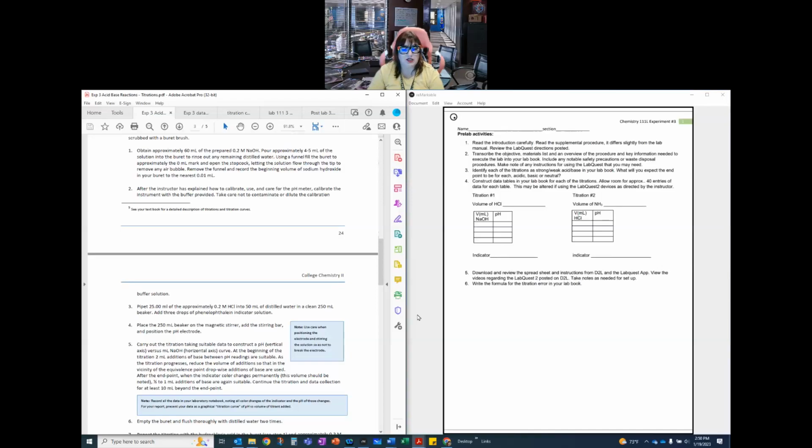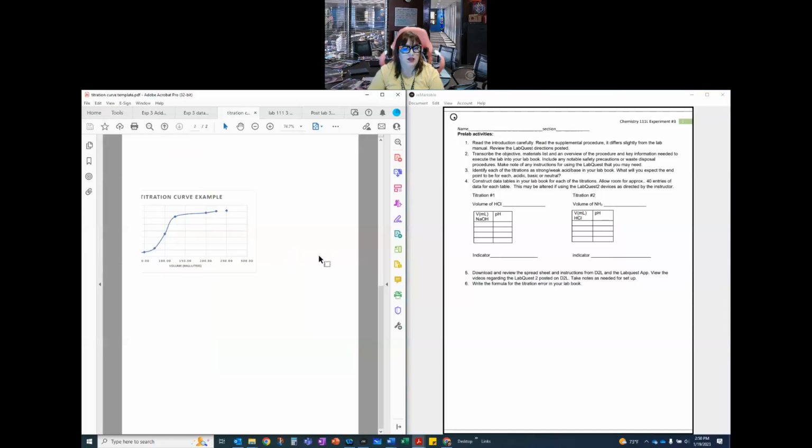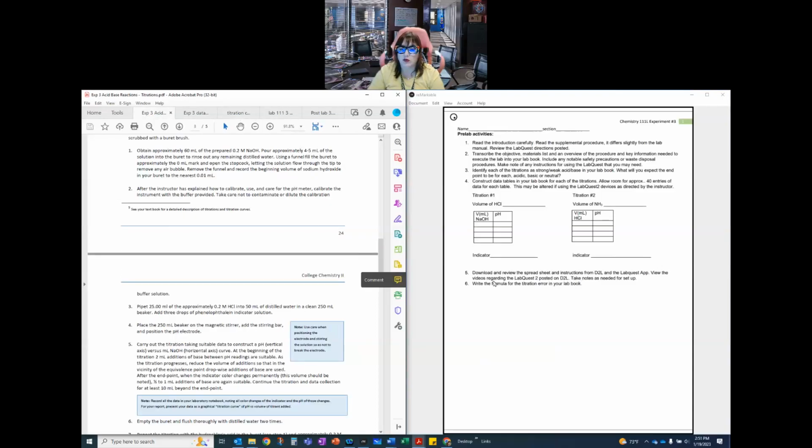Now, there is a spreadsheet that goes with this experiment, and that spreadsheet is this. And what you'll see in that spreadsheet is that there's a yellow area where you're supposed to put the volume and the pH, and then all the way down, and then it will generate a curve for you. That printout of those curves is what you will need to be able to do the box analysis that we're going to talk about. So that's what you're going to need to do for that. And then we'll talk about the rest of this as we keep moving forward.